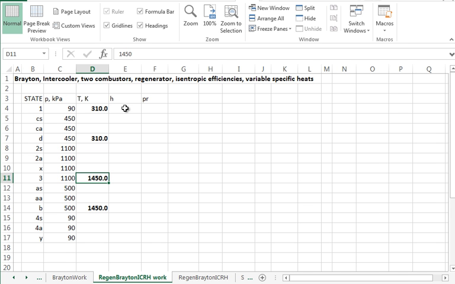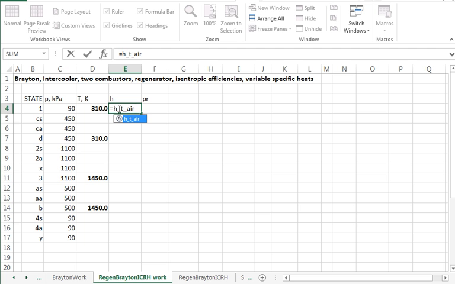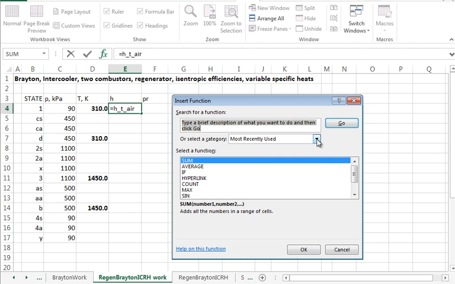We know the maximum temperature after the combustor, 1450, and after the second combustor, it's back up to 1450 as well. At this point, we're going to use variable specific heats, and we're going to use the table, the Excel add-in that I have available for you. The syntax is you say, I want to evaluate the enthalpy as a function of temperature for air. You just have to know how this function works, but if you don't, come up and click right here, and it will see if there's a help file for that function.